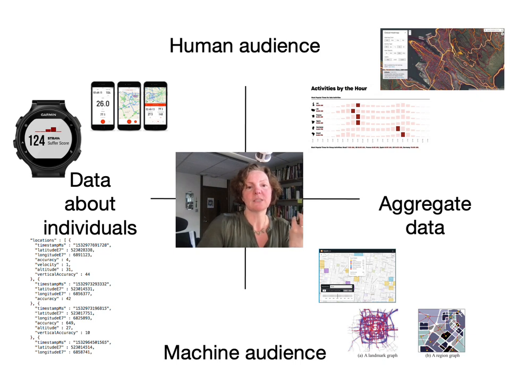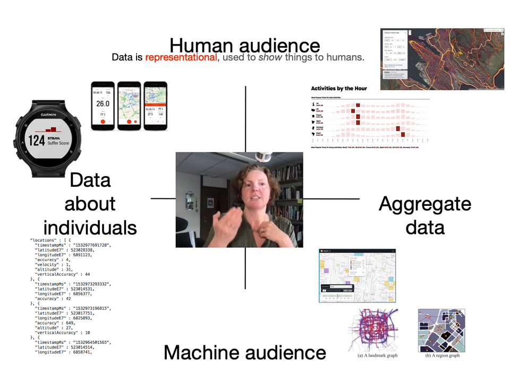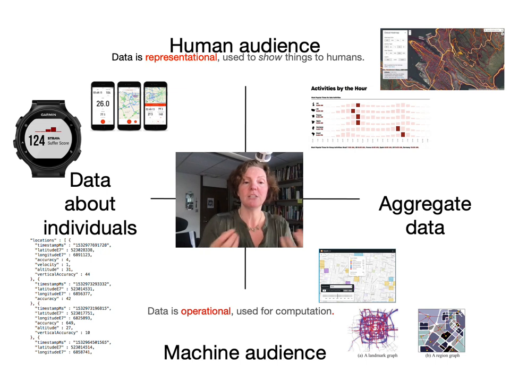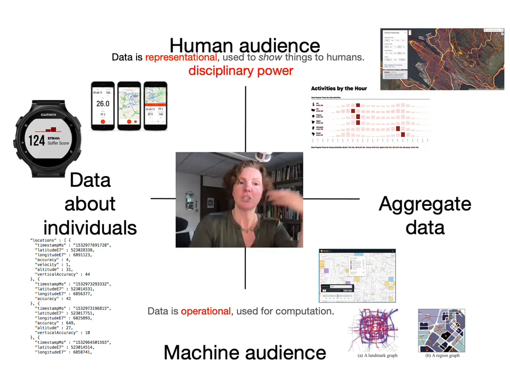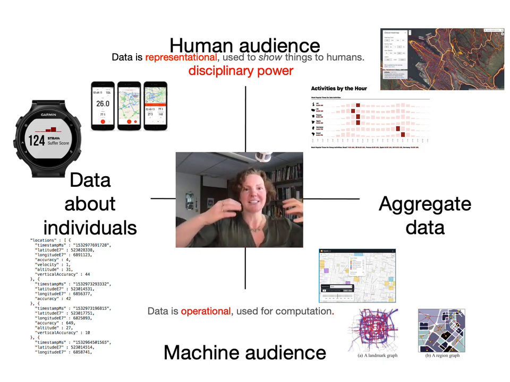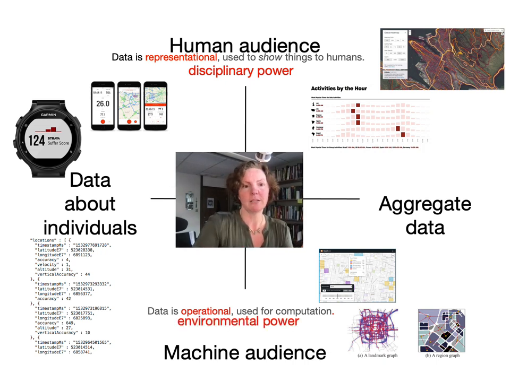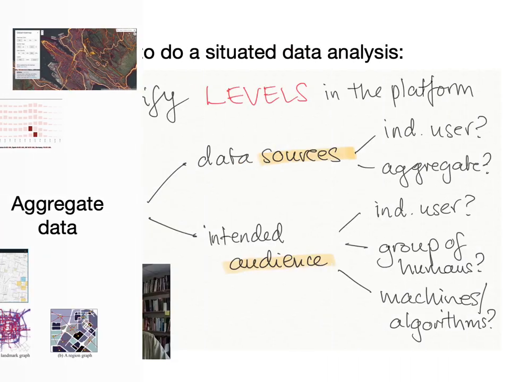Now, along with this, we get different kinds of power. With the human audience, the data is usually representational. It's used to show things to us. And so up there, you have the data visualizations, right? With the machine audience, the data is operational. It's being used for computation. And so there might not be an image at all. The human audience, or the data visualizations, where it's more representational, tends to carry with it a more disciplinary power, whereas the more operational data that's being used by a machine audience tends to carry with it a more environmental power.